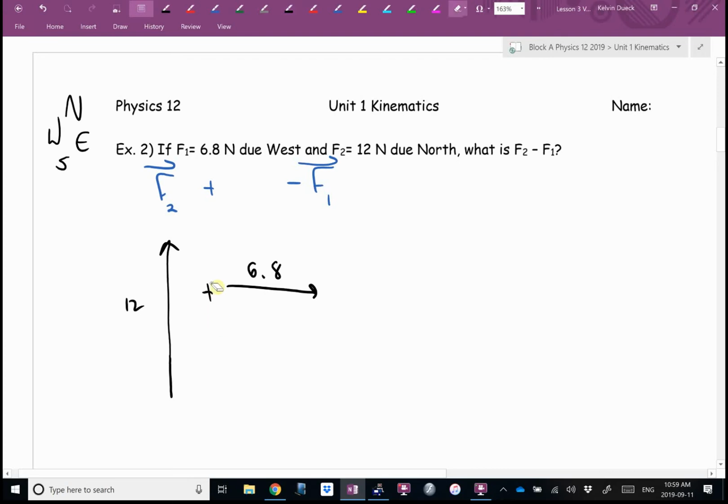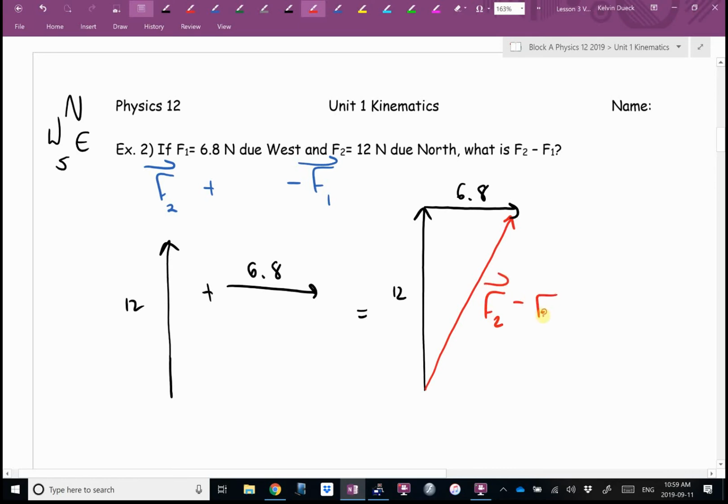Kathy, is there a plus sign right there now? Have I turned the subtraction sign into a clever addition question? Well, how do I add two vectors together then? Draw them tip to tail. So it's going to go 12, then 6.8. From the tail of the first vector to the tip of the second vector. In this case, it's going to be going up and right. This is F2 minus F1.